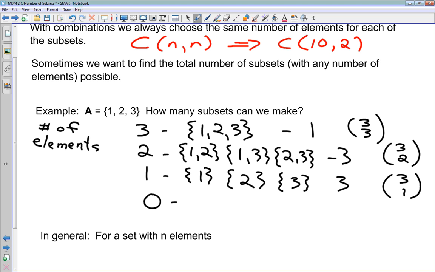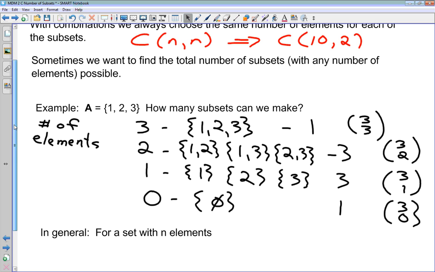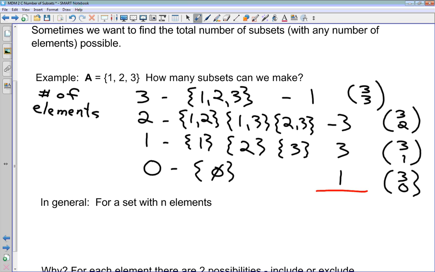And of course we could have a 0-element subset, which is just the null set. How many ways can we pull out elements to get the null set? Well, just one way, because there's only one null set. And that would correspond to 3 choose 0. So the total number of possibilities here, if we add up these numbers in this column, 1 plus 3 plus 3 plus 1 gives us 8 possibilities.